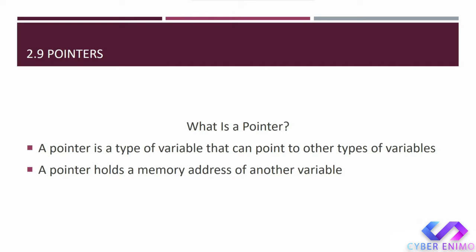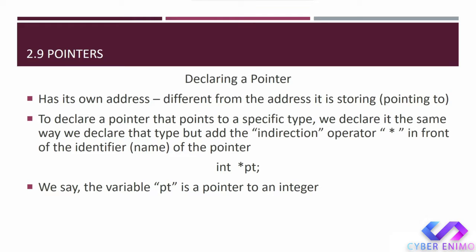So what is a pointer? A pointer is a type of variable that can point to other types of variables. A pointer holds a memory address of another variable. When we declare a pointer, that pointer gets its own address in memory. That address is different from the address being stored inside it.